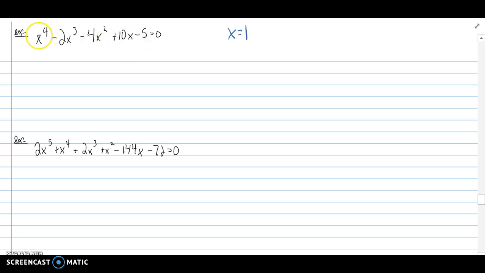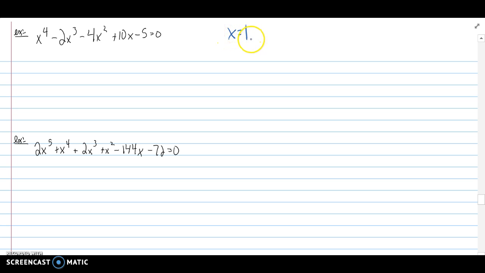There's no fraction answers because the leading coefficient is 1. You could check +1, -1, +5, -5. Those are the only potential rational roots to this one. If you look at the graph, though, that gives you another hint about this one. When x equals 1, you have a bounce point.